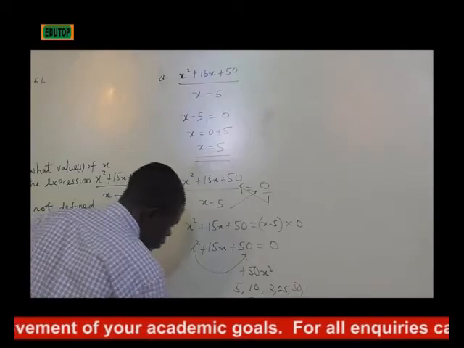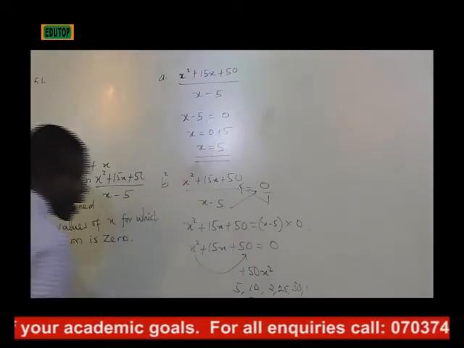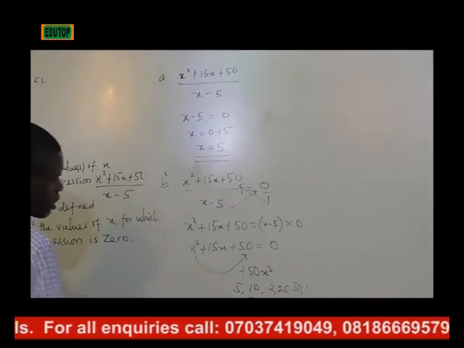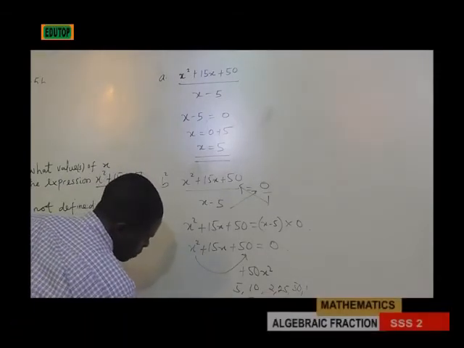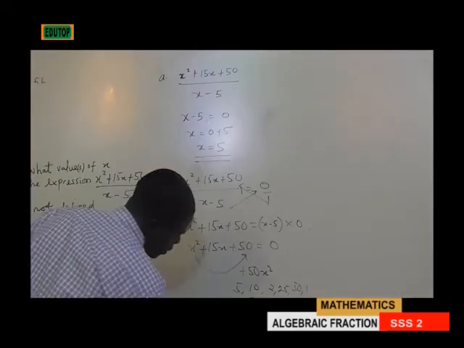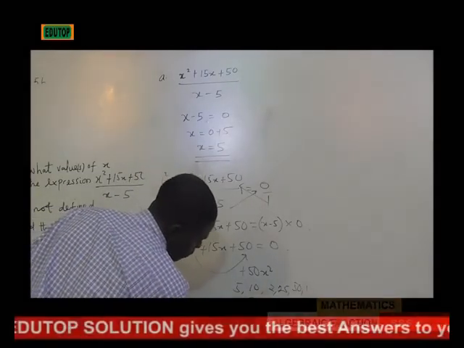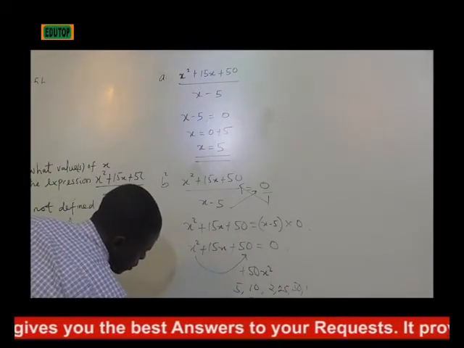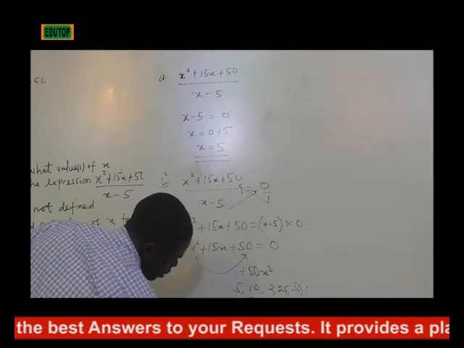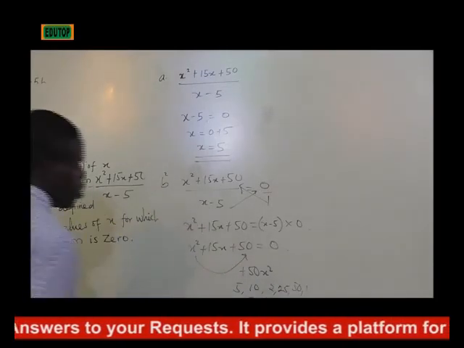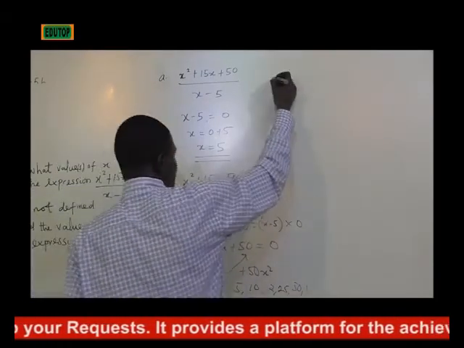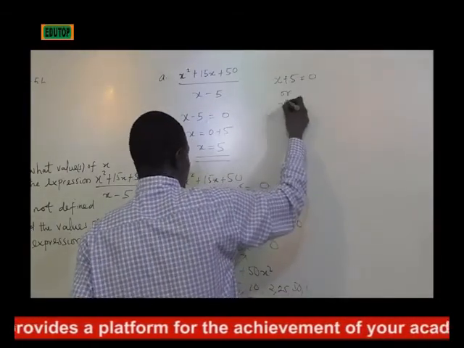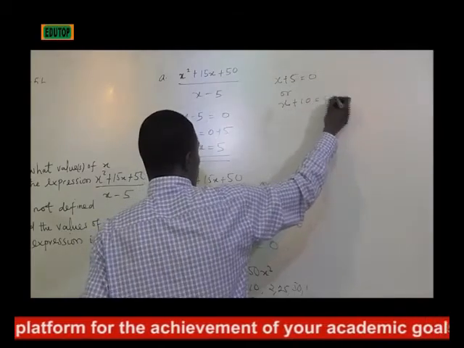Then we dissect what we have here. So we dissect it this way. What is common here? X. We factorize that x. Then we'll be left with x plus 5. What is common here? Plus 10. x plus 5 is equal to 0. Then we have x plus 5 into x plus 10 is equal to 0. Then mathematically we can say x plus 5 is equal to 0, or x plus 10 is equal to 0.